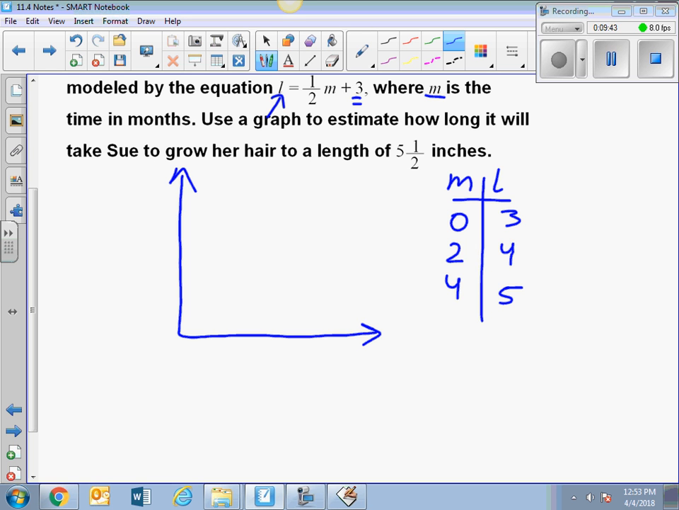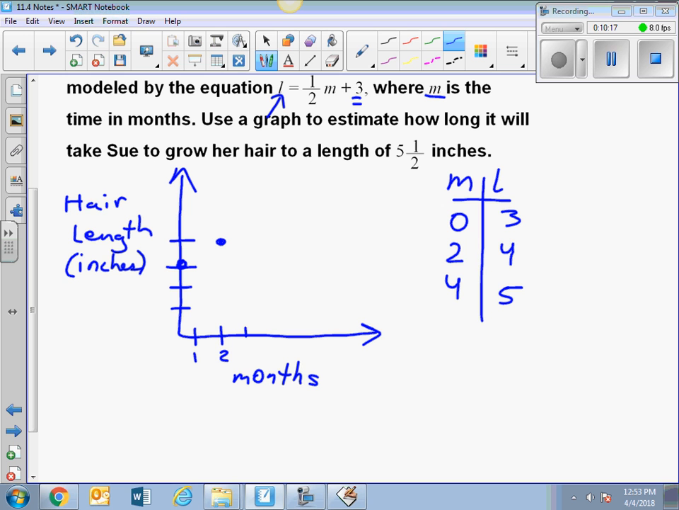0, 3. Let's go ahead and graph this one. This is months, and this is hair length, and we'll call this inches. So for months, we'll put in 0, 3, then 2, 4, and then 4, 5.